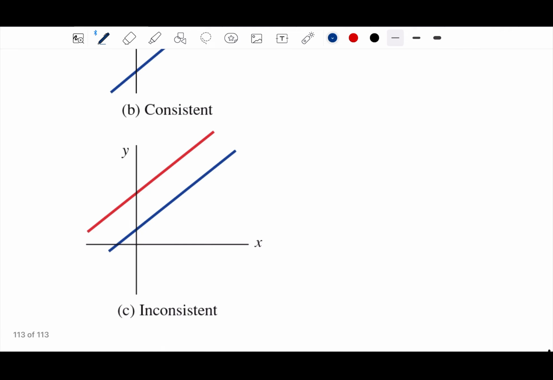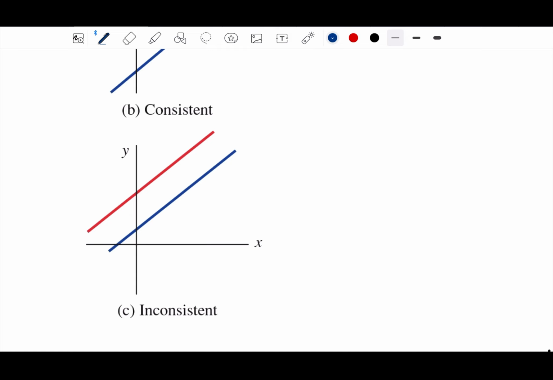And the third one is where the lines are parallel. So this red line and blue line will never have any intersections. That's why we call this inconsistent. So no solution. If we maybe turn around a little bit, at some point it will cross, right? But if it is really parallel, we will never have any intersection.